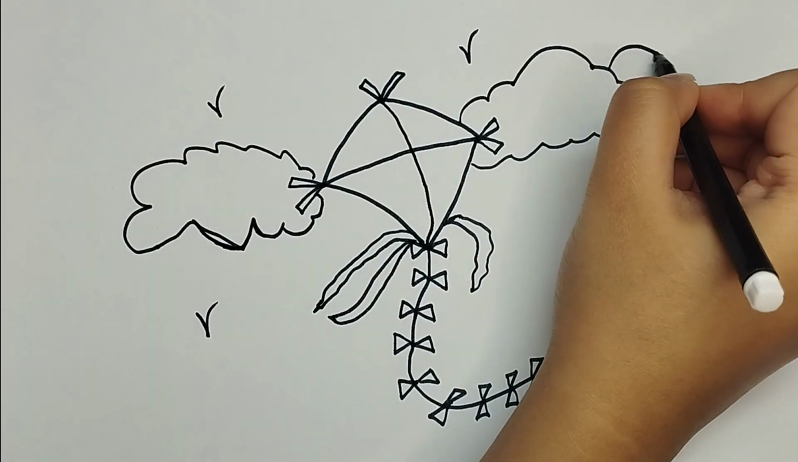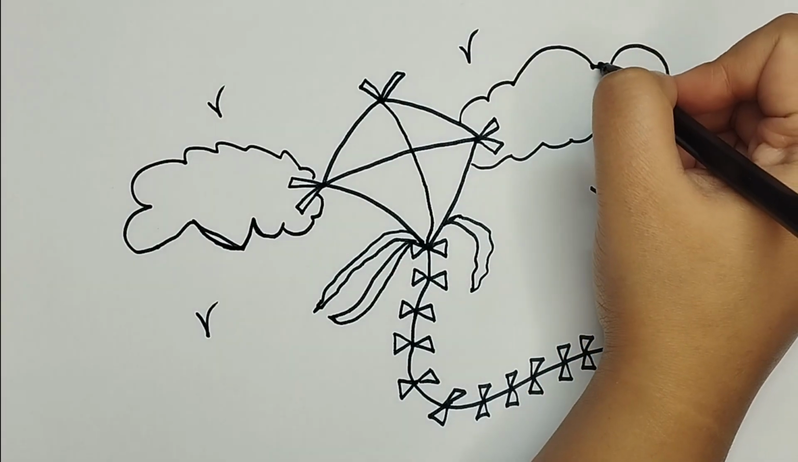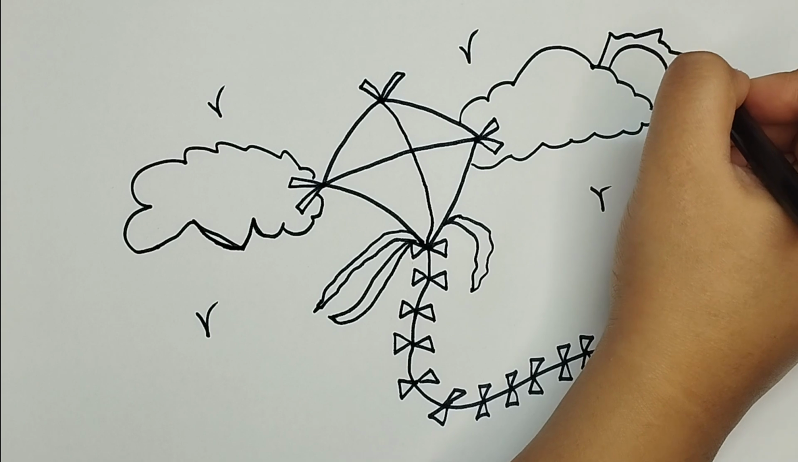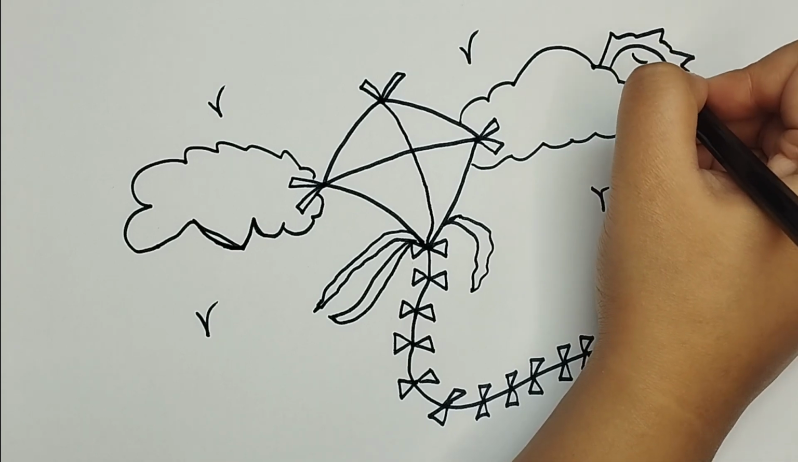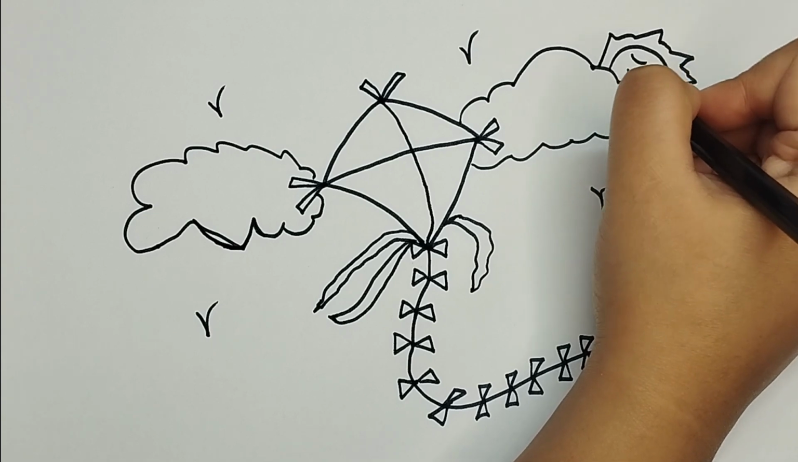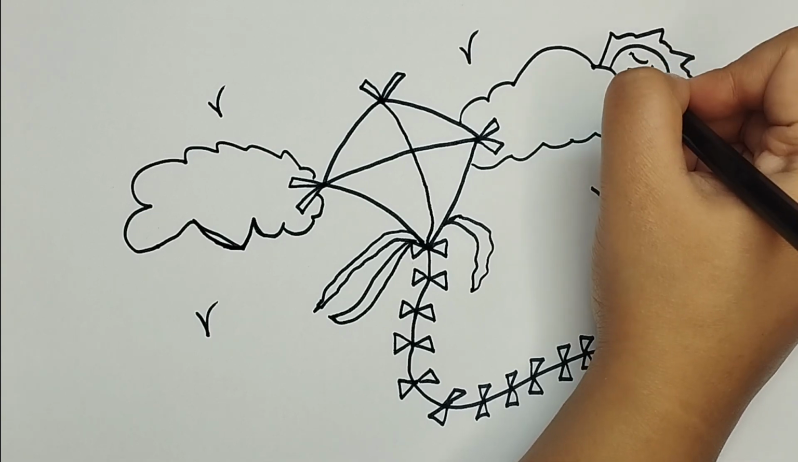Let's add some details to our scene. Maybe draw a happy face on the sun, some rays beaming out, or even a few birds enjoying the sky. Let your imagination guide you, and make this sky uniquely yours.